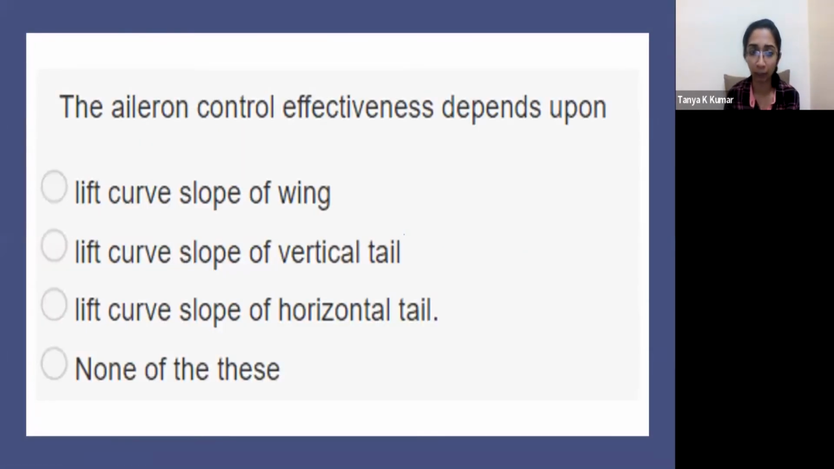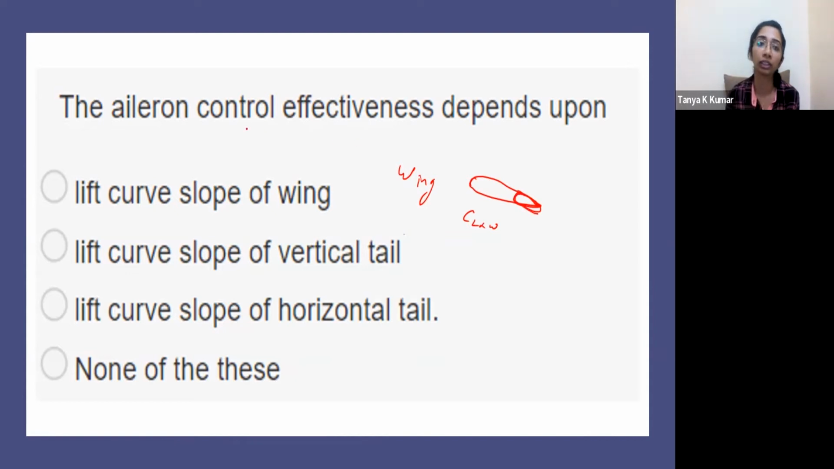Aileron control effectiveness depends on lift curve slope of the wing, lift curve slope of the vertical tail, lift curve slope of the horizontal tail, or none of these. Now, aileron control surface effectiveness. Aileron is a control surface located where? Aileron is located on the wing, right? So your wing cross section is this airfoil, and there is a control surface located on it. We assume that the lift curve slope of the entire wing and of this small section, which is the aileron cross section, are the same. So CL alpha wing is the lift curve slope of this aileron.